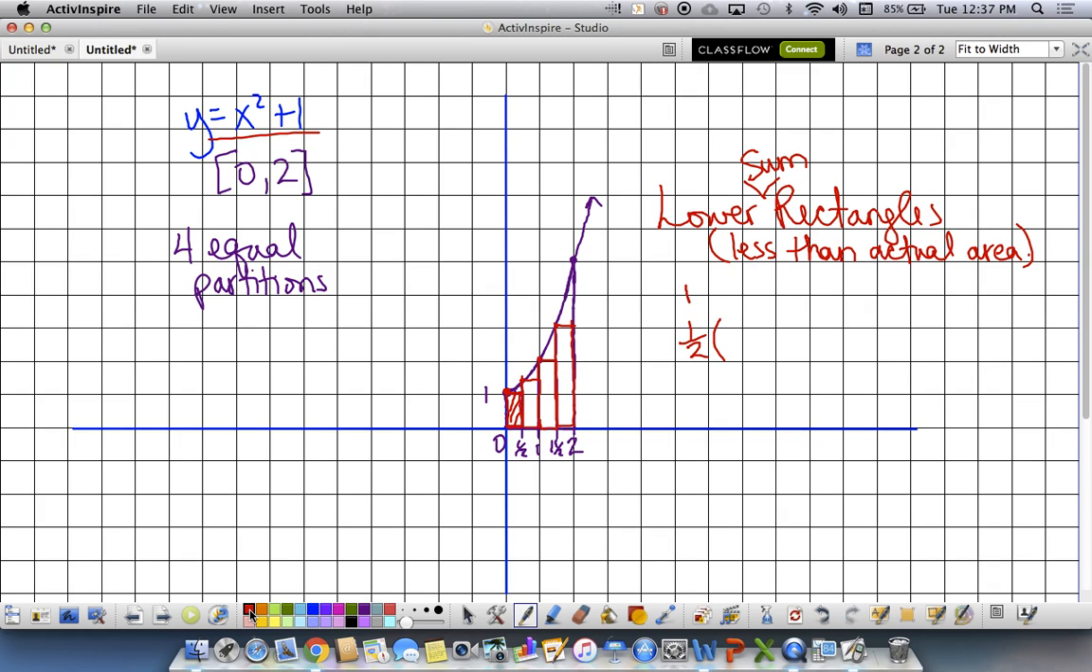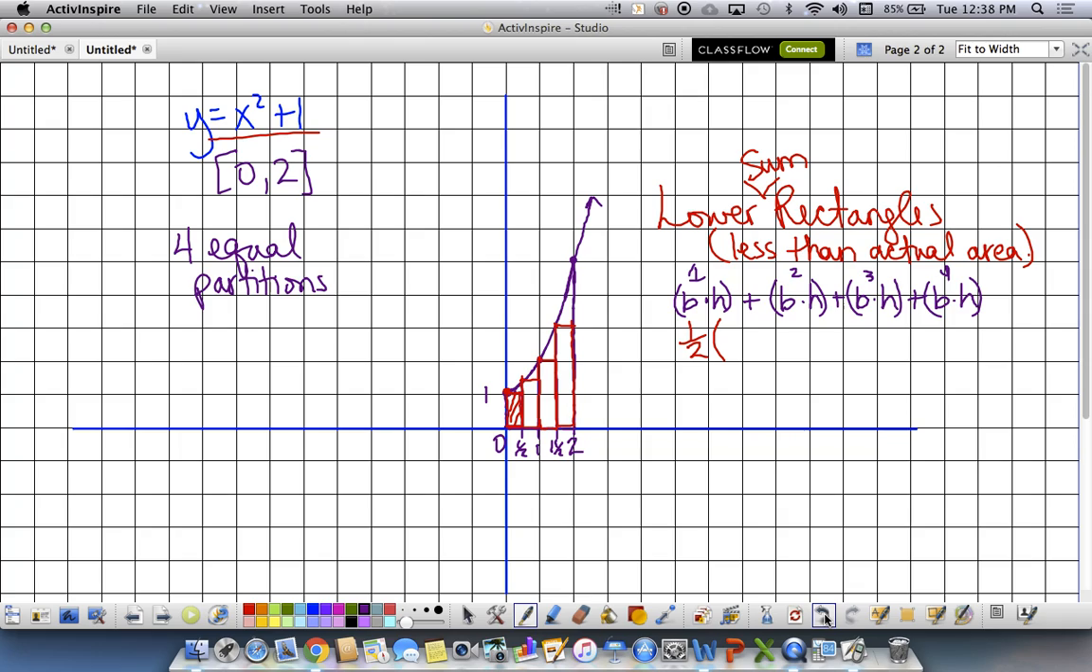So I've got base times height. Maybe I'll change colors for this. I've got a lot of red over here. Base times height plus base times height plus base times height plus base times height of each rectangle. Rectangle 1, rectangle 2, rectangle 3, and rectangle 4.